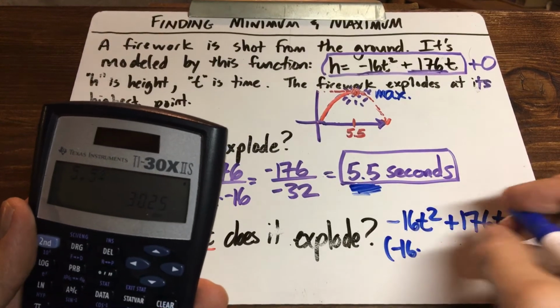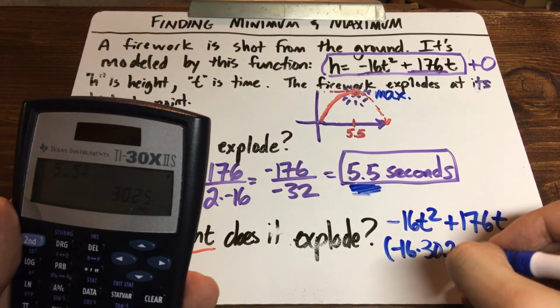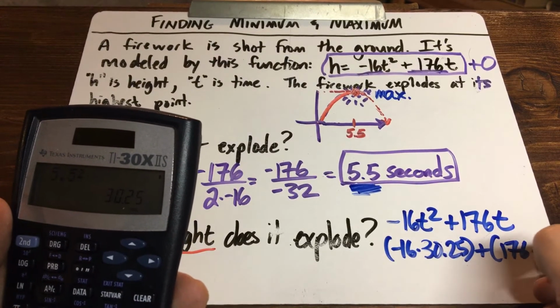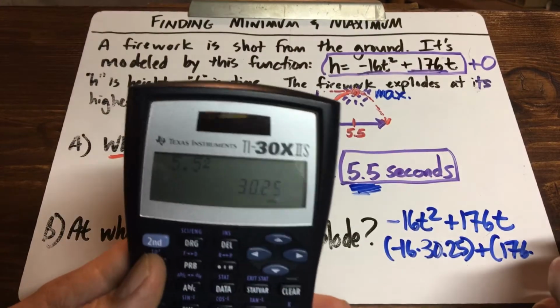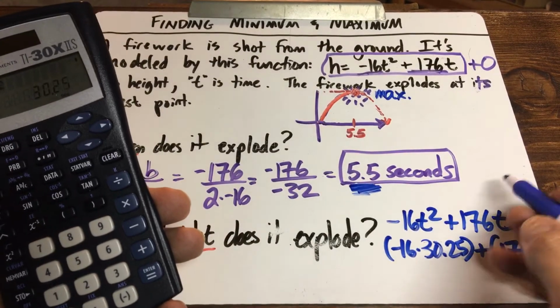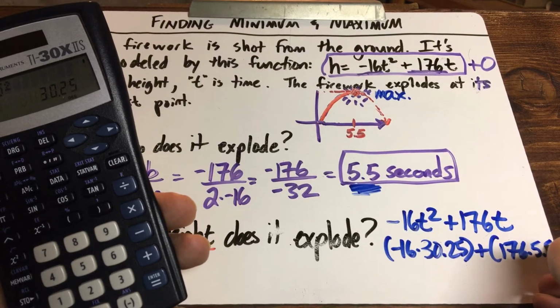And actually, if you have one of the fancy graphing calculators, I don't know how to do this because I don't have one, but the fancy graphing calculators can do this all on their own. You don't even have to type all this in. They just know how to do it. There's like a button to hit maximum or minimum. Anyway, and then we're going to do 176 times t, and t is 5.5.